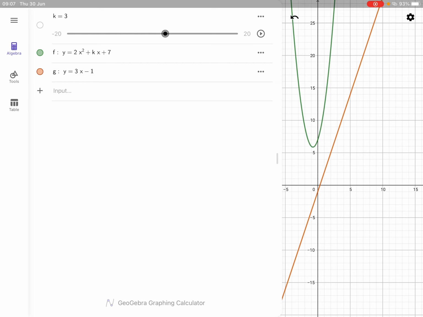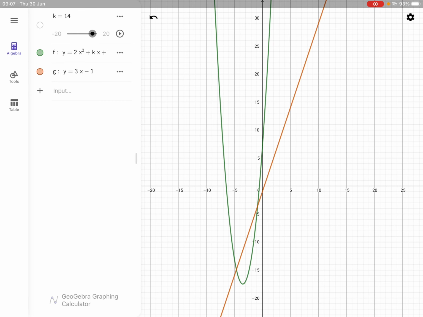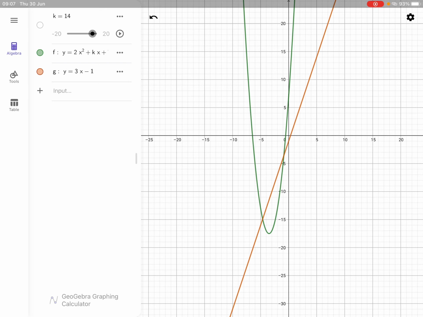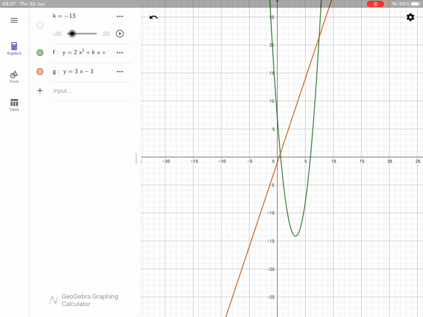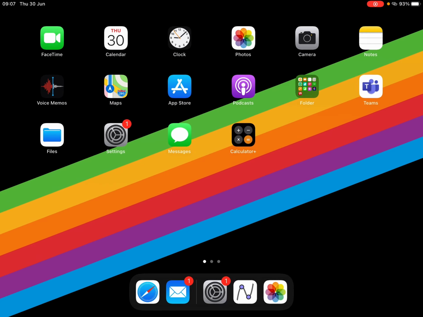If I make k become 11, you can see at that point there, they touch. If I make k bigger than 11, you can now see that they do intersect in 2 places. If I make k equal to -5, then you can see there that they touch at one point. If k is less than -5, then again they intersect in 2 places. So hopefully that makes sense graphically where we got these solutions from.